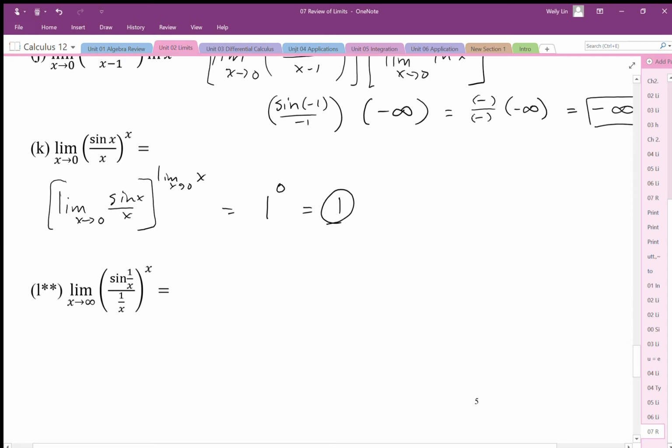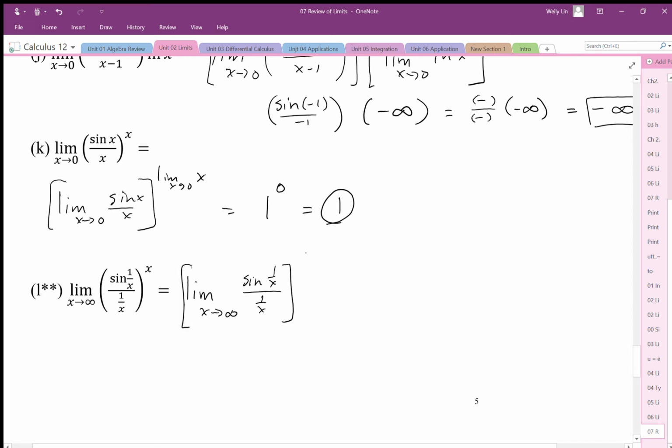This one here is a little bit tricky, because what's going on here? We end up with x going to infinity. So what's happening inside, with this 1 over x? If x goes to infinity, this essentially becomes sine 0 over 0. Well, we know what that is, and then we can do the exponent separately, just like we did here. So we'll do that again, and this will help us out. So it's the limit as x goes to infinity of sine(1 over x) over (1 over x).